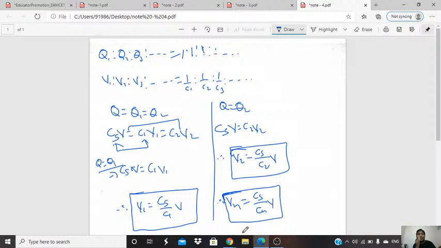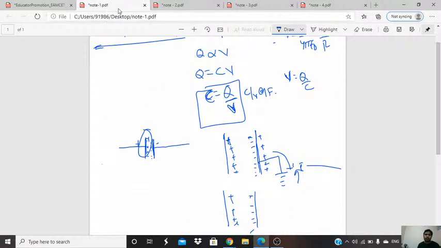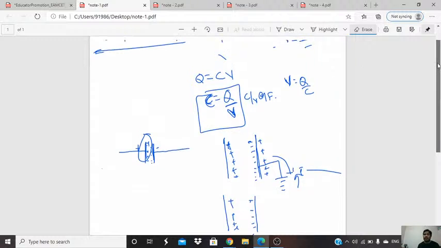Okay, now this is about nth potential. And next coming to parallel combination. You see in parallel combination.